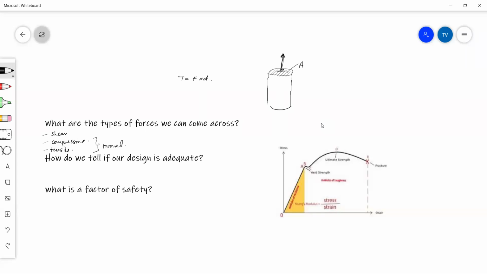All right. So any force that is pulling the surface is a tensile force. Any force that is pushing, so if the force was going into the surface, that means that's a compressive force. And if the force is parallel to the stressed surface, then we're looking at a shear force. So those are the three different types of forces that we'll be looking at.